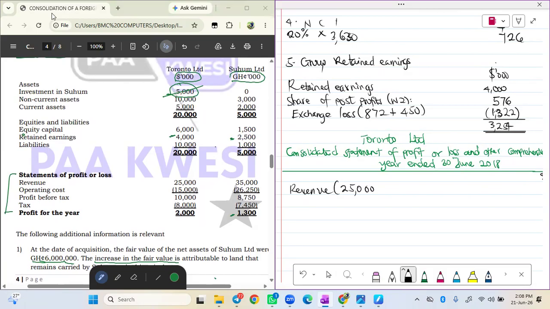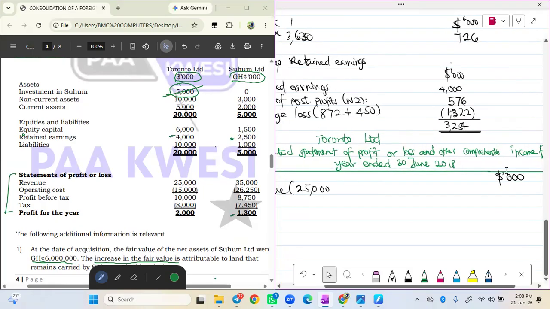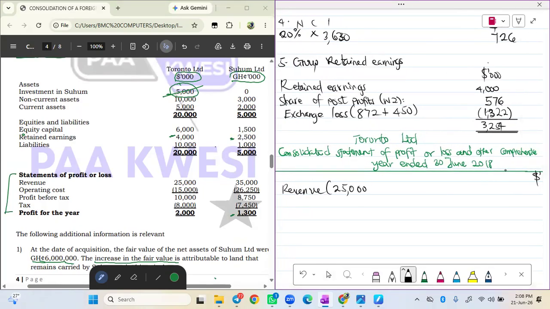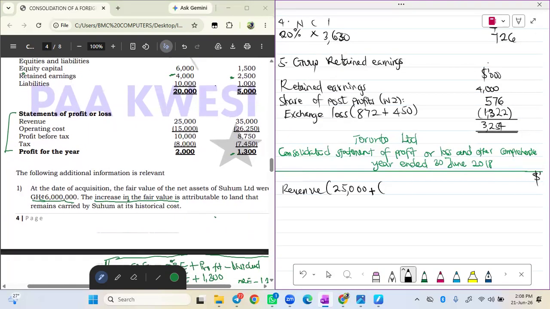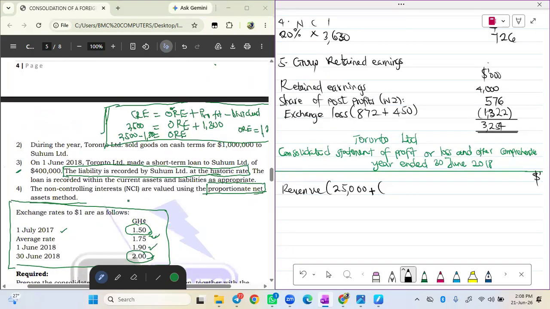But for the subsidiary figure, it is presented in cedis. Revenue is 35,000 Ghanaian cedis. But you want to get it in dollars. So what do you do? You retranslate or convert to dollars. P&L items, retranslate using what? The average rate. In the question, they will always give you the average rate. What is the average rate? It was 1.75. So this is how you convert, from cedis to dollars.